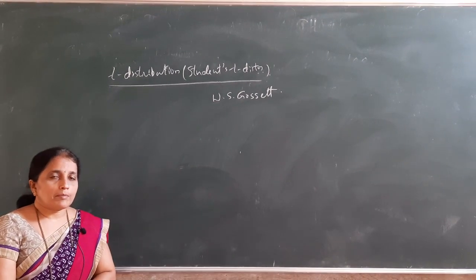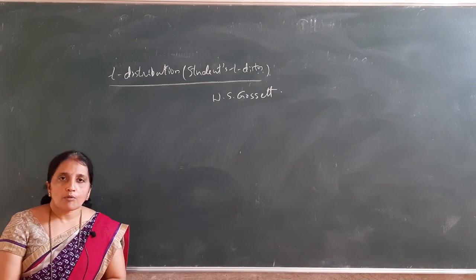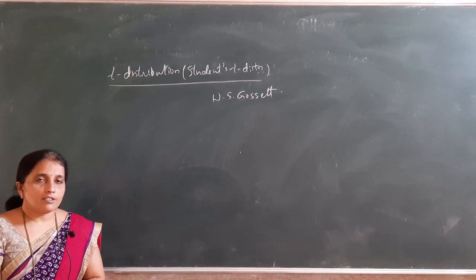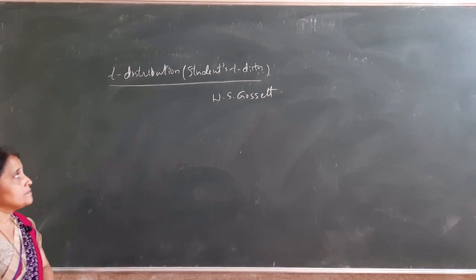So, one question may be asked like this: name the distributions which are derived from the normal distribution. For that, you can write either T distribution or chi-square distribution, right?